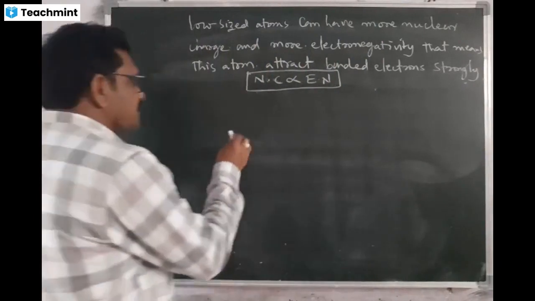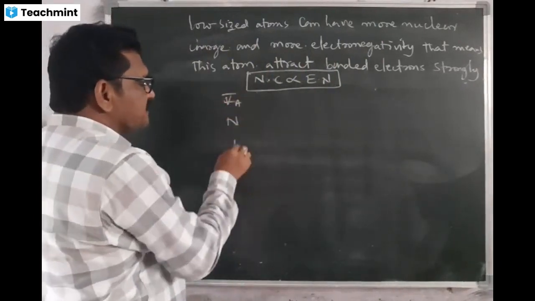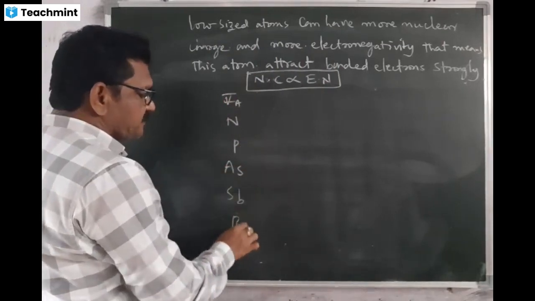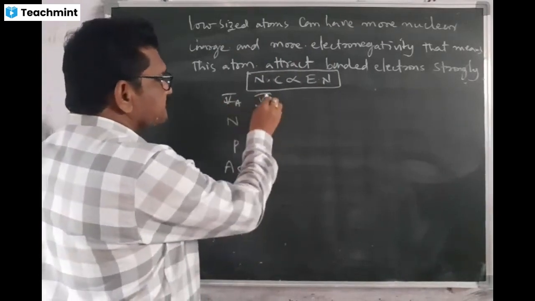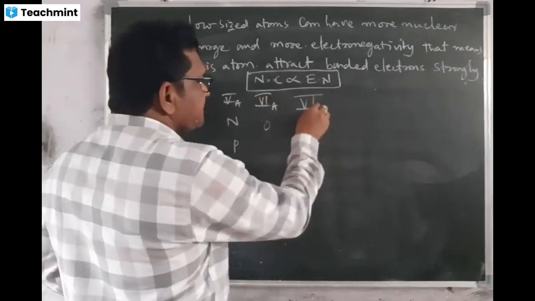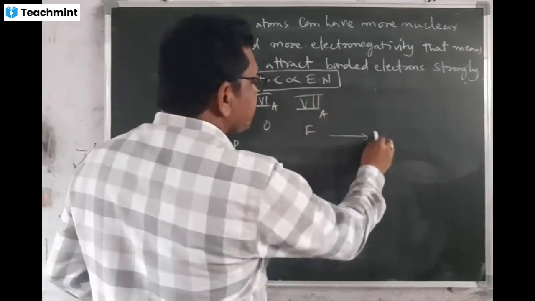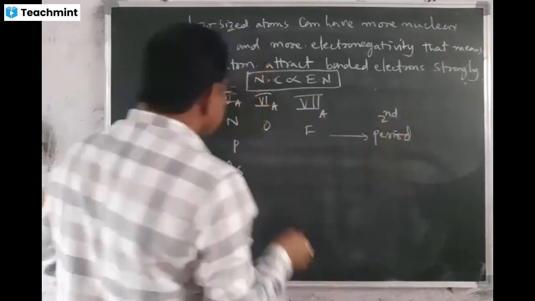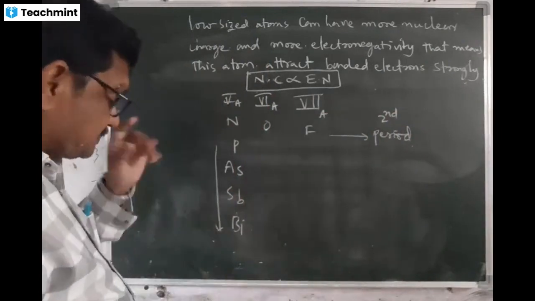See, I give you an example. You know the group 5A elements. I write here: nitrogen, phosphorus, arsenic, antimony, bismuth. This is a group. Then in 6A, the first element is oxygen. In 7A, the first element is chlorine. This is a period, the second period. This is the fifth group.